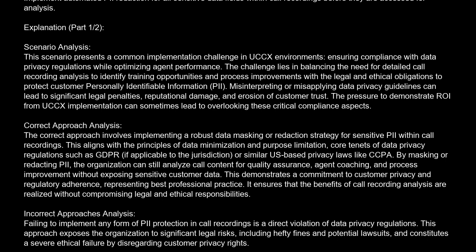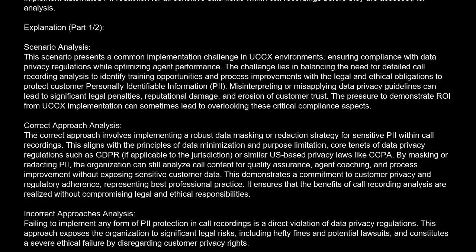Misinterpreting or misapplying data privacy guidelines can lead to significant legal penalties, reputational damage, and erosion of customer trust. The pressure to demonstrate ROI from UCCX implementation can sometimes lead to overlooking these critical compliance aspects. Correct approach analysis. The correct approach involves implementing a robust data masking or redaction strategy for sensitive PII within call recordings. This aligns with the principles of data minimization and purpose limitation, core tenets of data privacy regulations such as GDPR, if applicable to the jurisdiction, or similar U.S.-based privacy laws like CCPA.